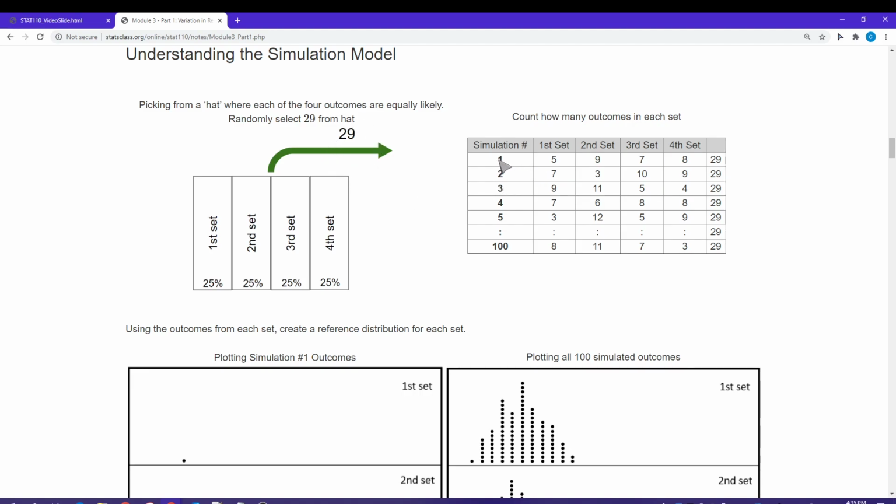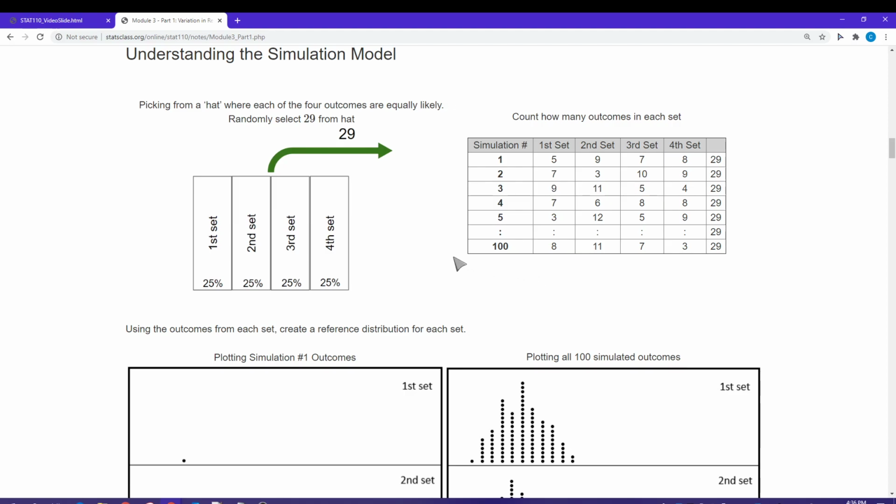And we can see that for simulation 1, I ended up with a 5, 9, 7, 8 breakdown. Now there should be about 7 or 8 in each set under no performance order bias. And those numbers are pretty close to that 7.25 value there. And they should be because I'm pulling them out of a hat where each of the categories are equally likely to occur. I can pull out a second set. So I got 7, 3, 10, 9 there. A third set, 9, 11, 5, 4. And I can just keep doing that many, many, many times.